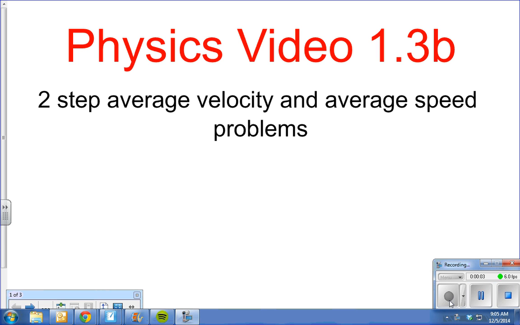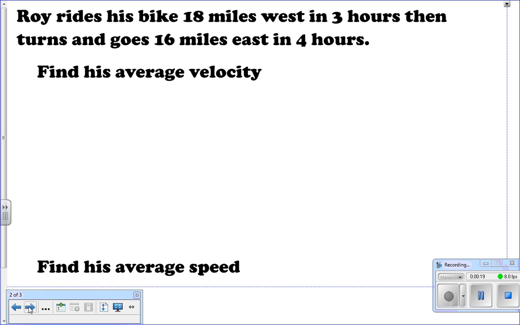All right, this video is kind of an add-on here. I'm going to call it Physics Video 1.3b. It's a little bit more with average velocity and average speed, but it shows you how to do two-step problems. This is the last of the learning targets, I believe, in section 1.3. Okay, so here we go.